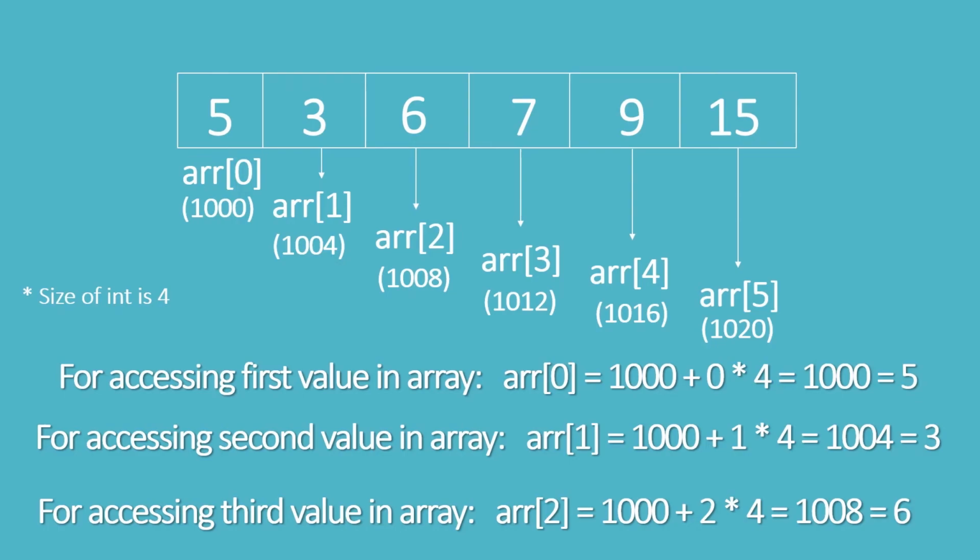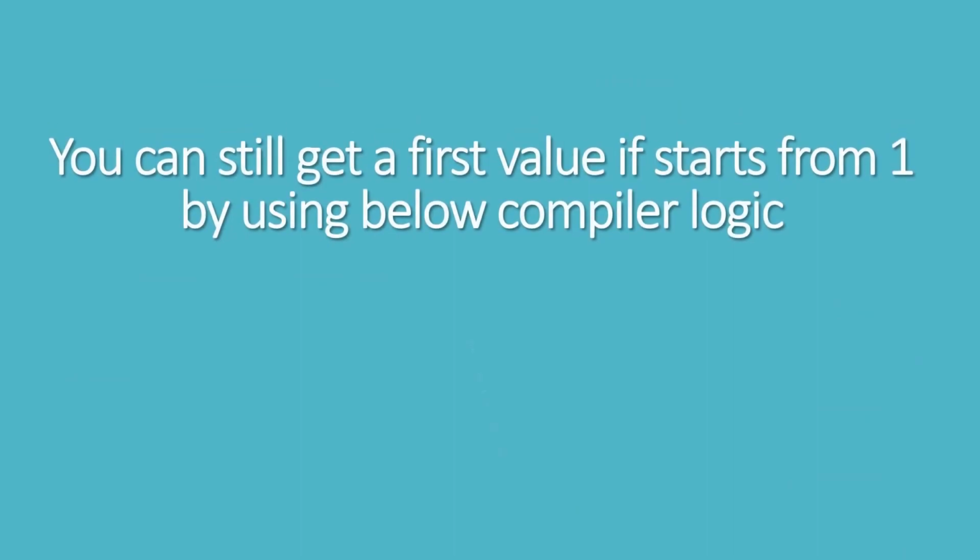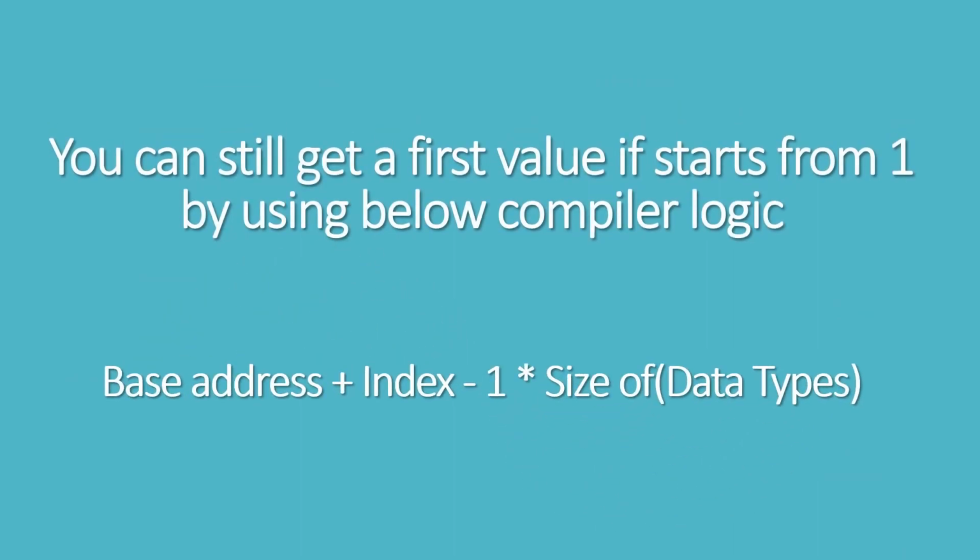Now you may be thinking, why can't we access the first element in an array by using 1? You can still access your first element in your array by using 1 with this formula, but it actually takes one extra operation, like subtraction, for each element it accesses. So just by starting the index from 0, you save one operation per element access. So that's why the array index starts with 0.